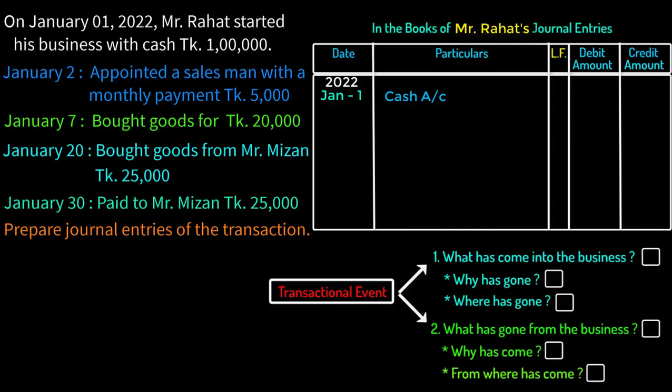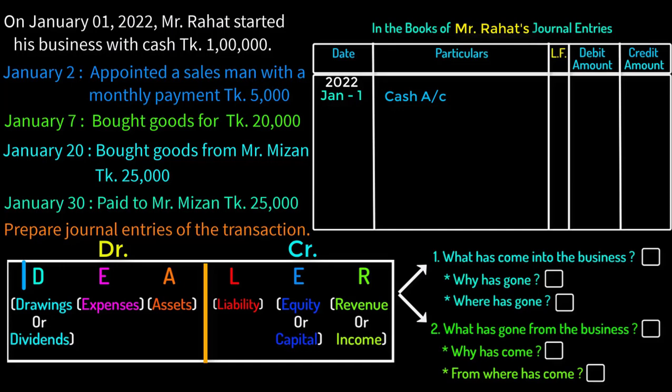Note that you have yet to find the other account that is involved with this transaction. But before that, you will have to find out whether this cash account is debit or credit. For this, you will have to apply the dealer rule. See, for bringing cash by the owner, cash is increasing here. Cash is an asset. That means asset is increasing here. Asset is debit also. Asset is increasing means debit is increasing. See, if debit increases, it will remain debit.